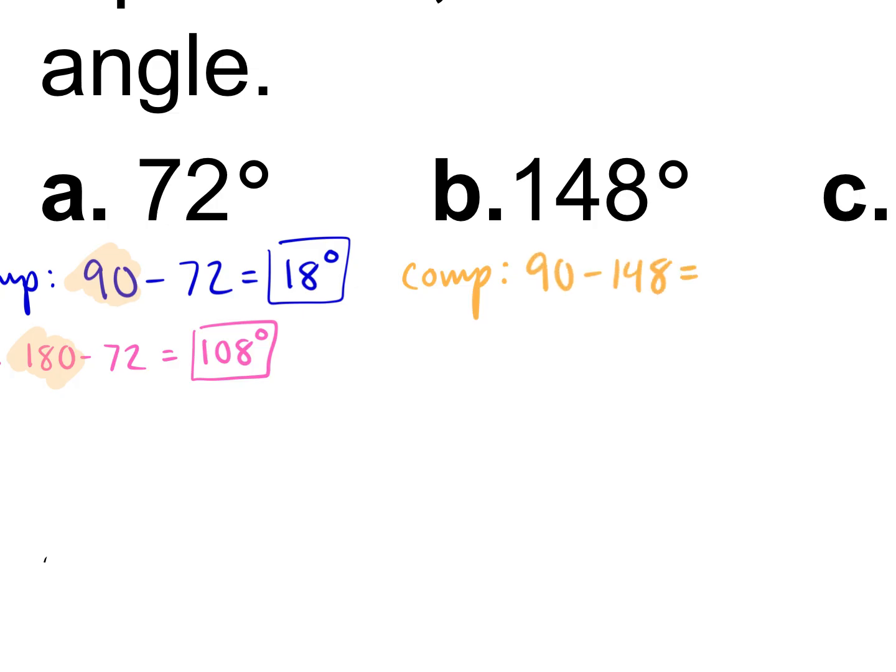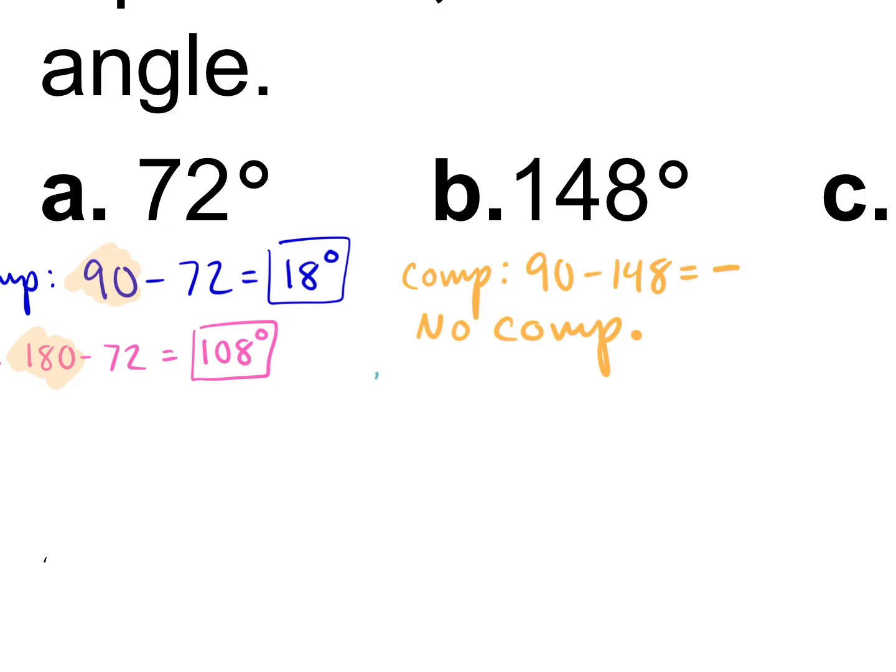148, what do we get? A negative number, right? Can we have a negative complementary angle? No. So do we have a complementary? Nope. So there is no complement. We do not have a positive angle that could add to 148 and equal 90. So there is no complementary angle here.